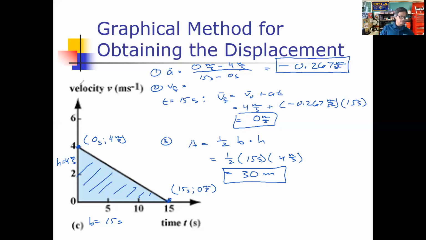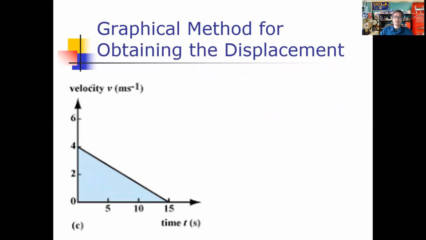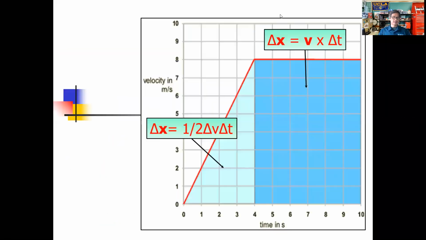Graphs are very useful, folks. Make sure we get used to using the graphs here and obtaining information from the graph itself. Okay. All right, let's move forward though. Let's move on and take a look at what we have here.